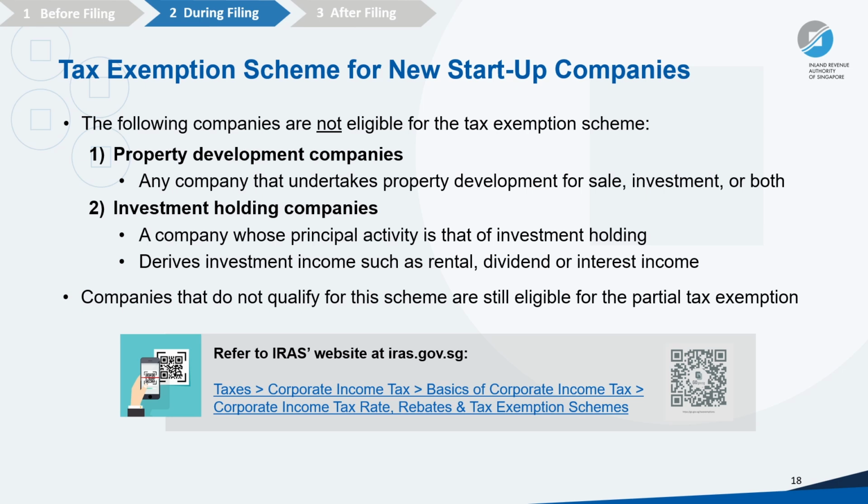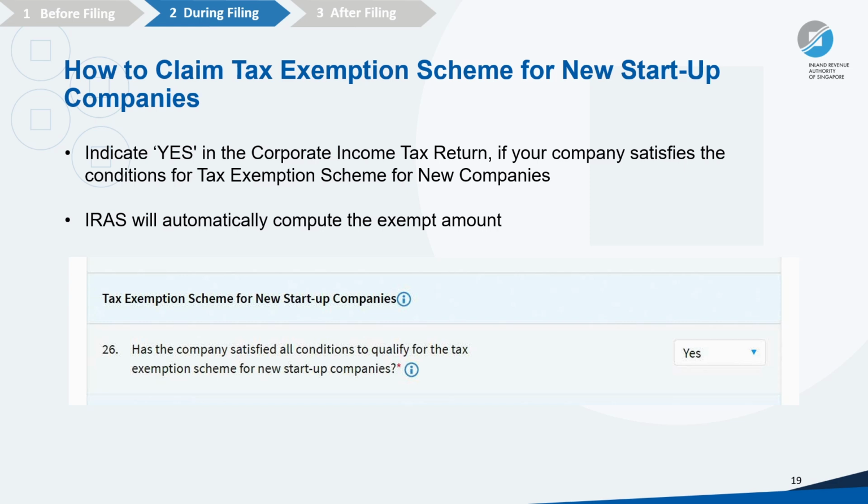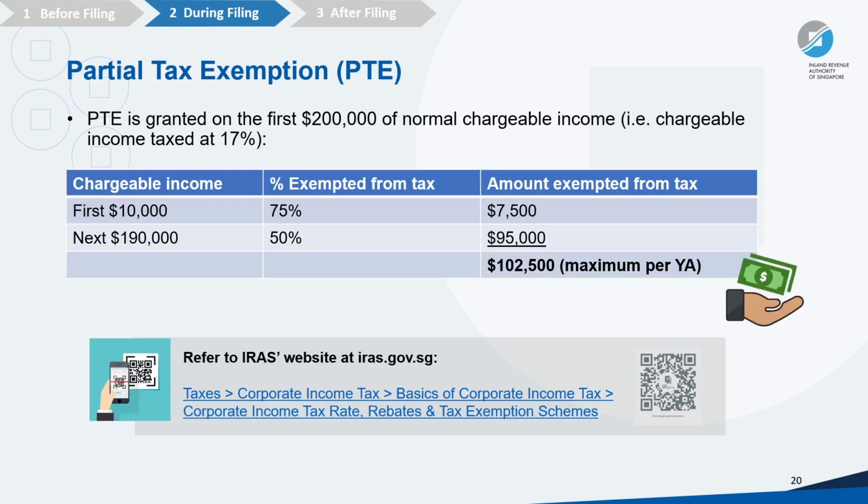For companies that do not qualify for this scheme, you will still be eligible for the partial tax exemption. To claim startup exemption, you will need to input the relevant fields shown here when you file your tax return. Under partial tax exemption, you will get partial exemption on the first $200,000 of your chargeable income. Here's the computation. IRAS will automatically compute the exempt amount in your tax assessment.